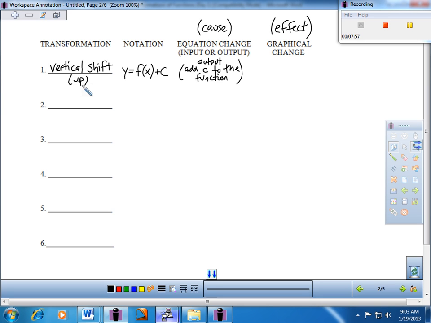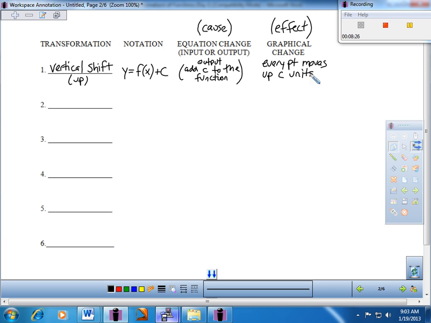Okay, now again, notation, word association, let's put it all together right here, including the graphical change. I think I gave this away basically by saying every point moves up that many units. If I put a plus 5, it would have moved up 5 units. If I put a plus 10, it would have moved up 10 units. So every point moves up that many units, whatever c is.